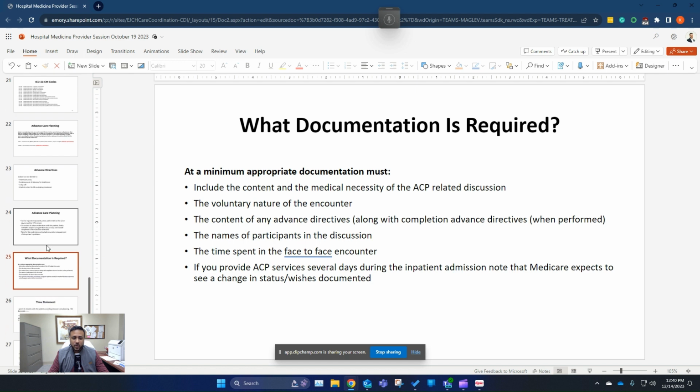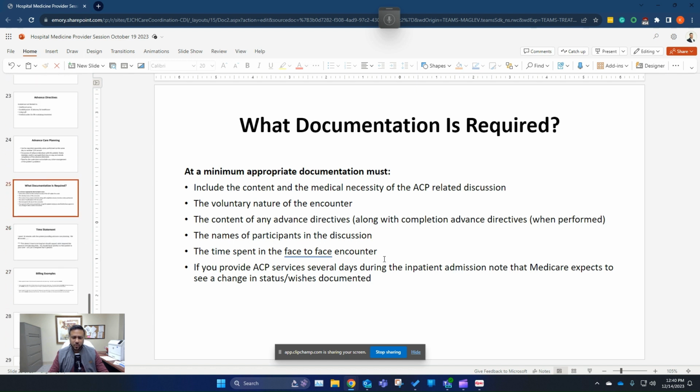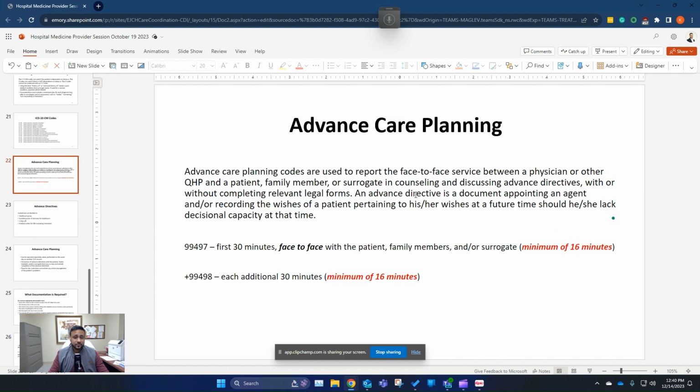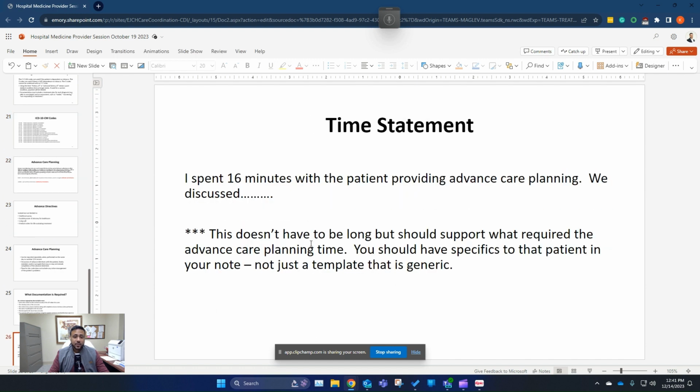And I know I went over the time a little bit, but I'll give you some examples just so you know how to use the time, and how to add up the time. So the time statement. Again, think about it as being a minimum of 16 minutes. So if you spend a minimum of 16 minutes with that patient discussing advanced care planning, then you do qualify to bill that 99497.